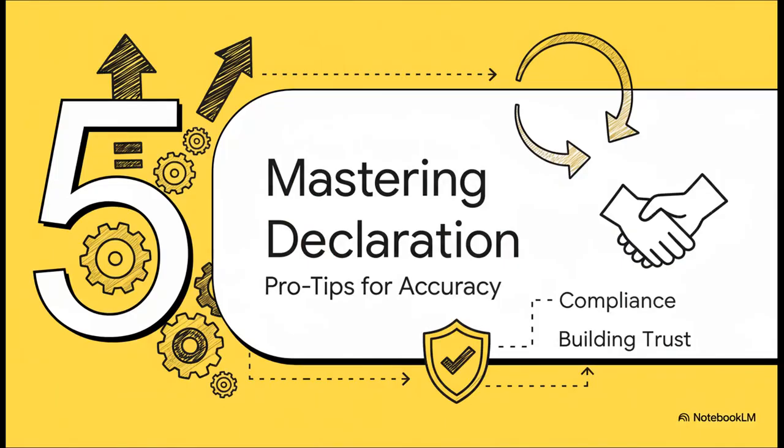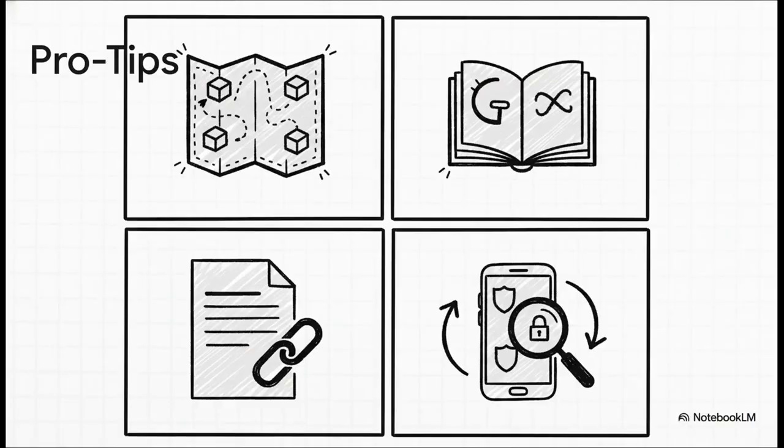And that brings us to our final section, mastering your declaration. This is all about how you can turn what feels like a one-time chore into an ongoing strategy for compliance and, you guessed it, building that all-important user trust. So let's wrap up with 4 quick pro tips. First, create a data map, just a simple spreadsheet to track what each of your SDKs collects. It'll save you a ton of headaches.